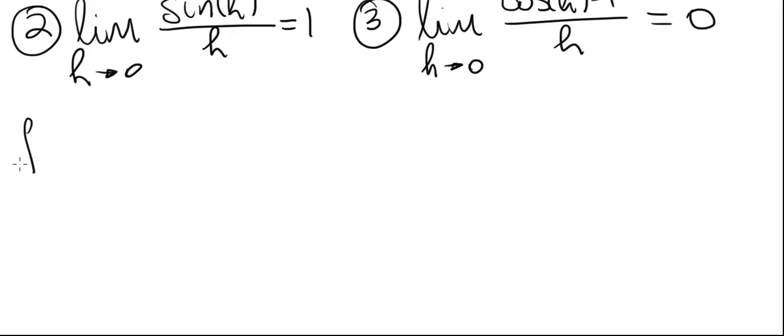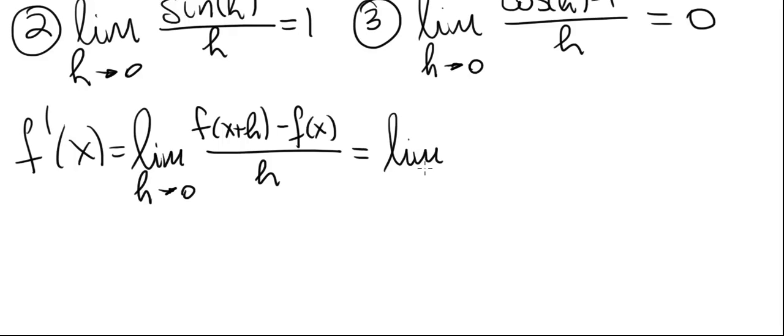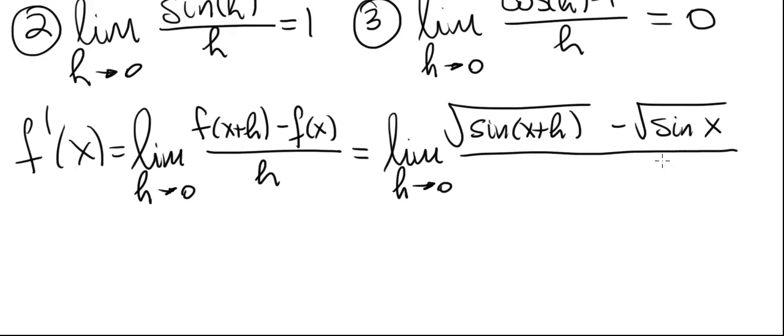Let's recall the definition of the derivative. The definition of the derivative, f prime of x, is the limit as h goes to 0 of f of x plus h minus f of x, divided by h. So in our case, that's going to be the limit as h goes to 0 of the square root of sine of x plus h minus the square root of sine of x over h.